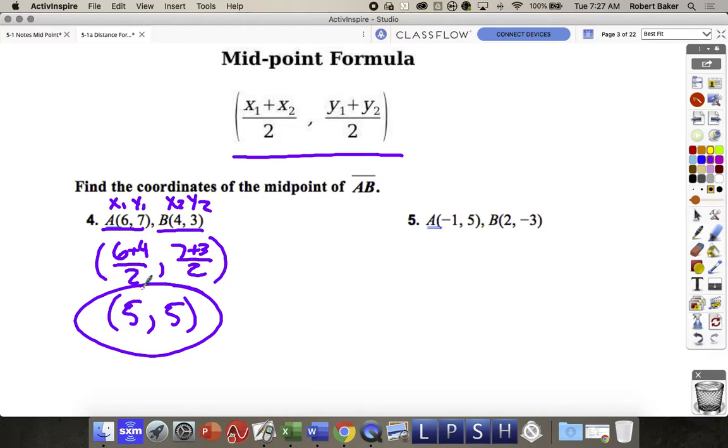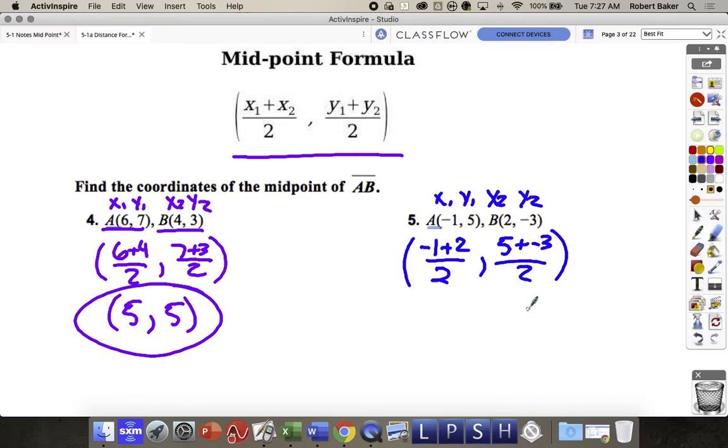All right. Same thing with number 5 over here. Find the midpoint between A and B. We have x1 and y1. We have x2 and y2. We add our x's together. x1 plus x2 divided by 2, and y1 plus y2 divided by 2.